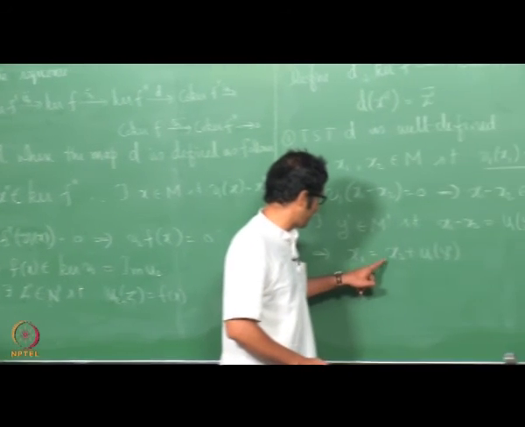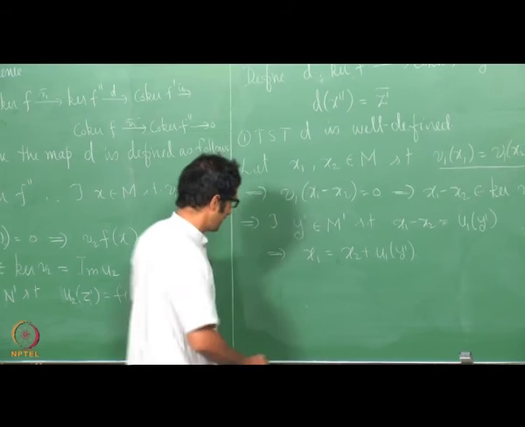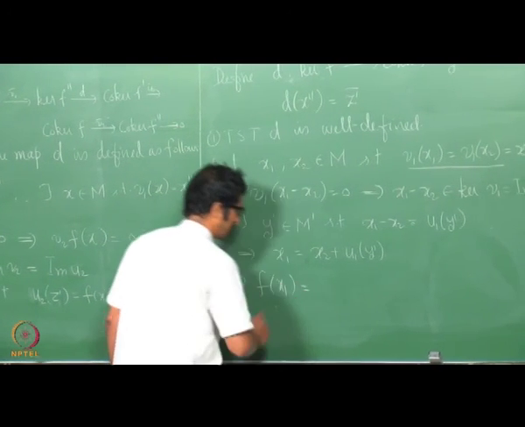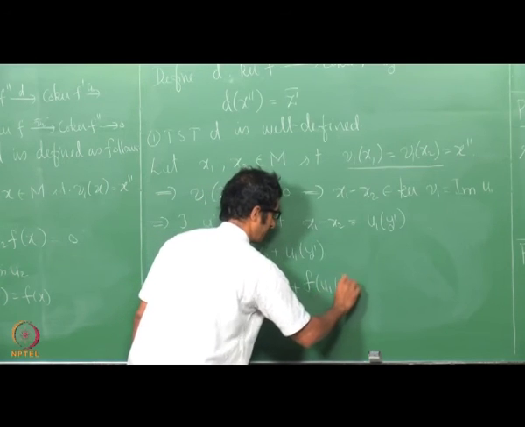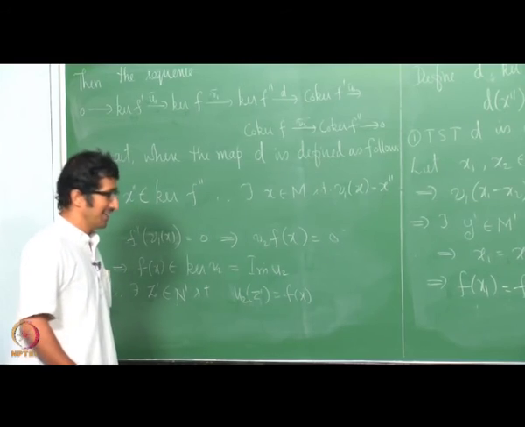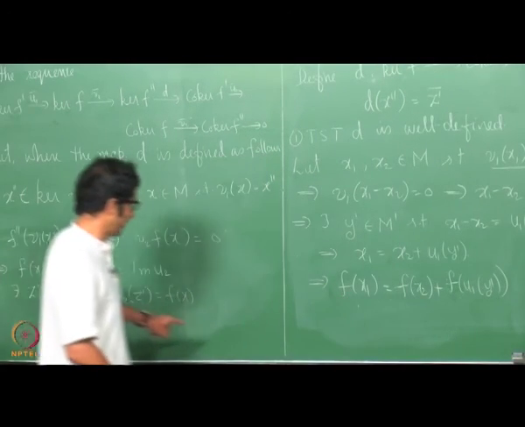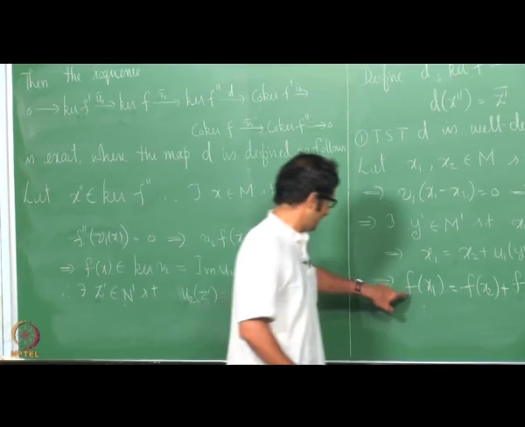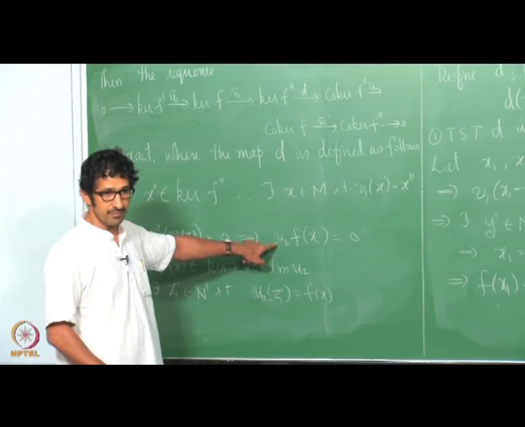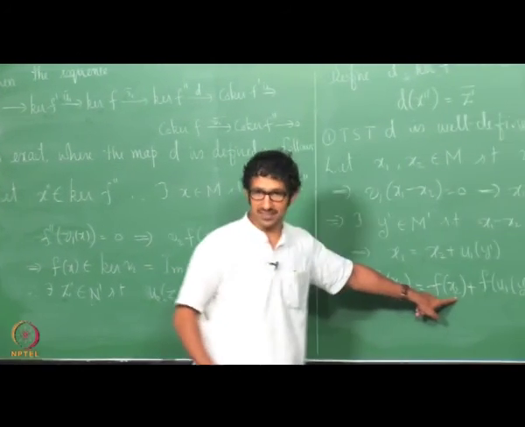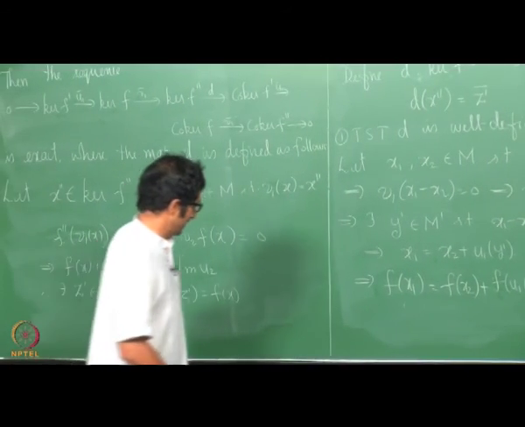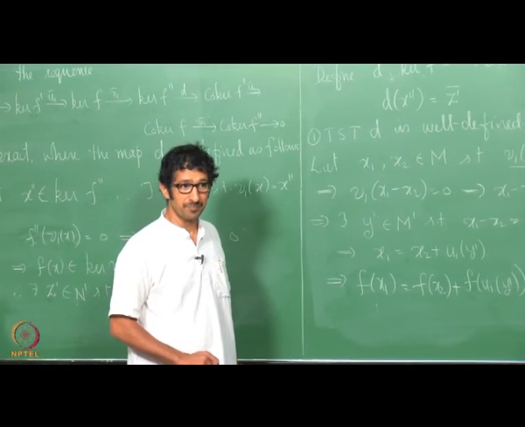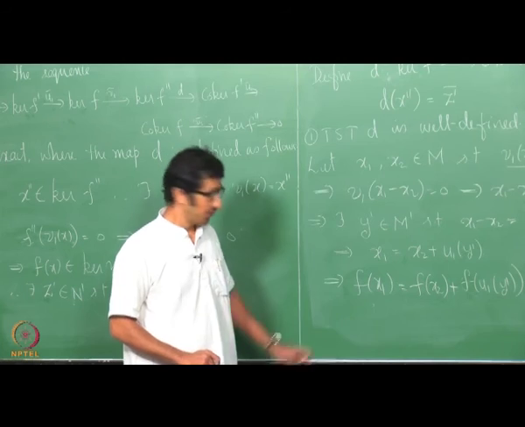So x1 is x2 plus something. Now let us look at what f of x1 is: f of x1 is equal to f of x2 plus f of U1 of y prime, right. Now see, f of x is anyway in the kernel of V2, because f of x1 and f of x2 both are in the kernel, and this is also in the kernel. See, what is f of x1?